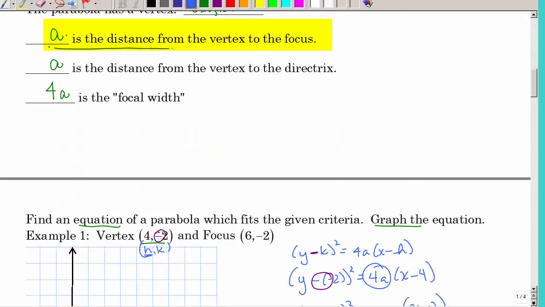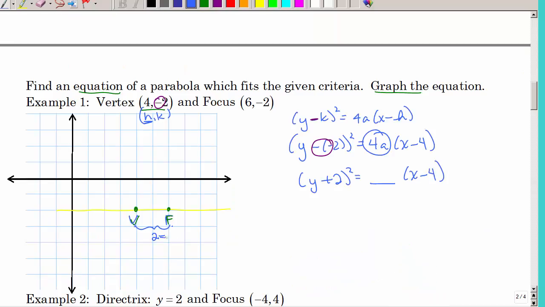A is the distance from the vertex to the focus. I have vertex to the focus, so that is a. And so 4 times a would be 8. So that's your equation. The next thing is how do I graph it?